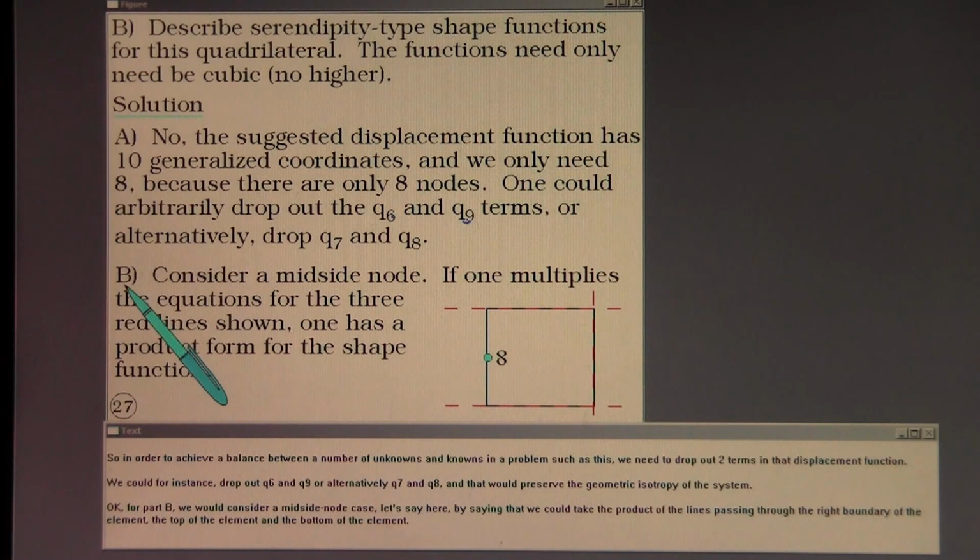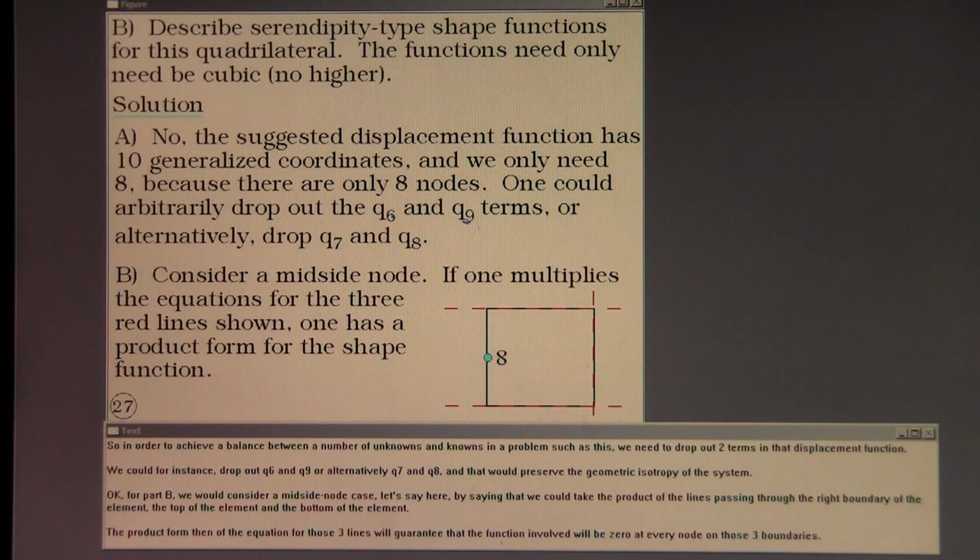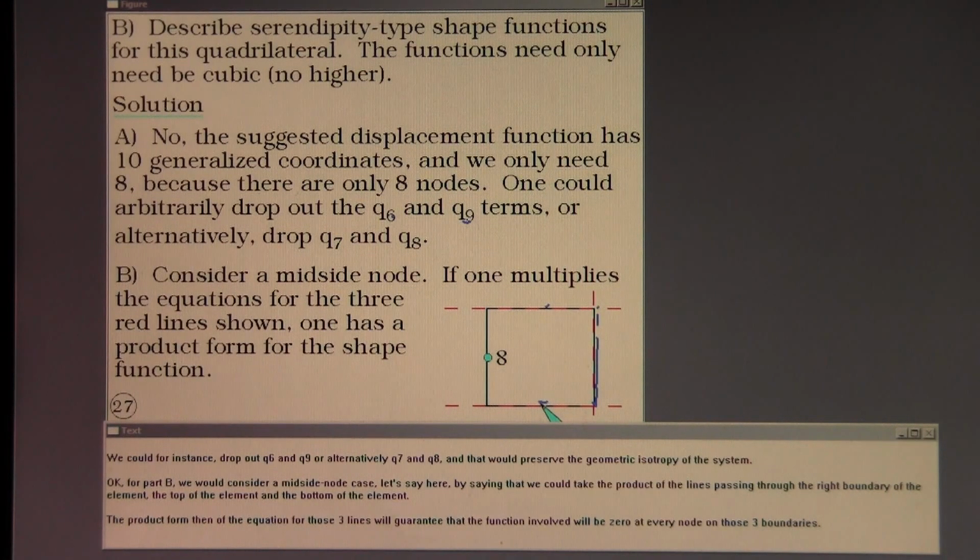Okay, for part B, we would consider a mid-side node case, let's say here, by saying that we could take the product of the lines passing through the right boundary of the element, the top of the element, and the bottom of the element. The product form then of the equations for those 3 lines will guarantee that the function involved would be 0 at every node on those 3 boundaries.